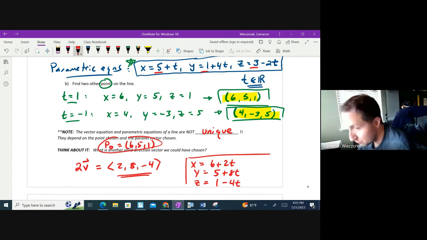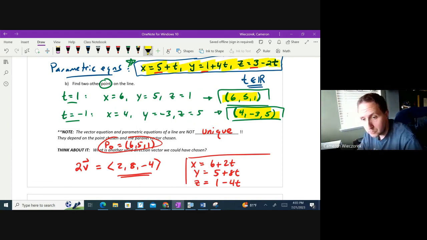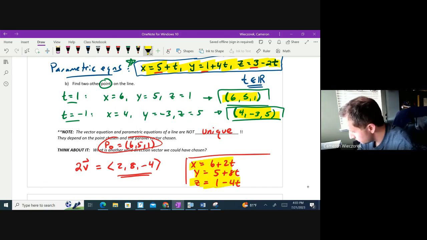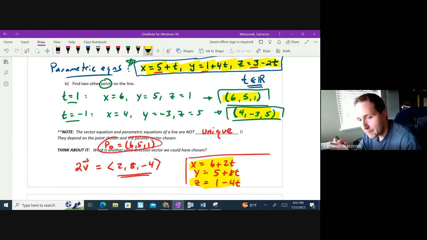Okay. And what you'll see if you were to graph this, it's the same line. It's the exact same line that we had up here, but I'm using a different initial point and I'm using a scalar multiple of that original direction vector. So it's still going to give me the same line. It's just going to map those original points to different spots on the line.